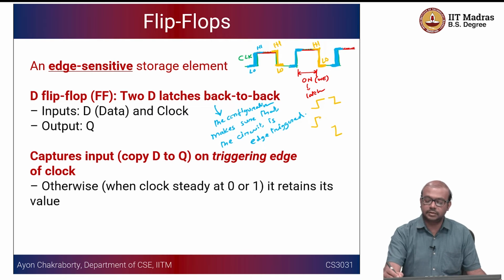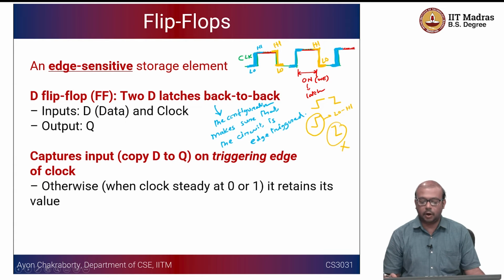In our case, we are considering low to high trigger. In that case, this will be ignored, right? So if this is the case, or if it is stuck at 0 or stuck at 1, in those cases we are not going to do any data transfer.